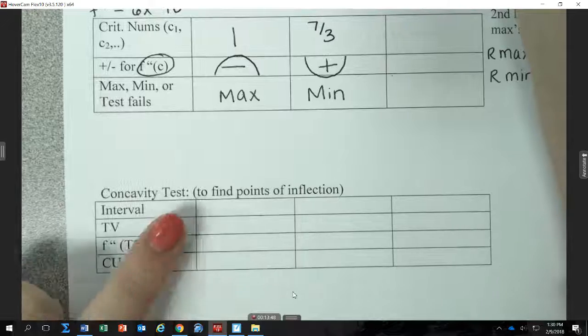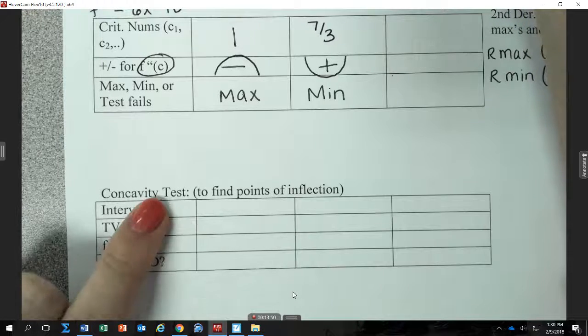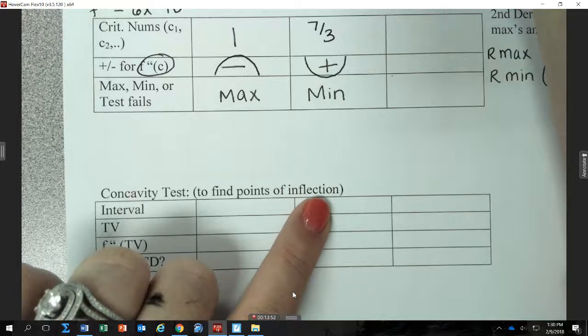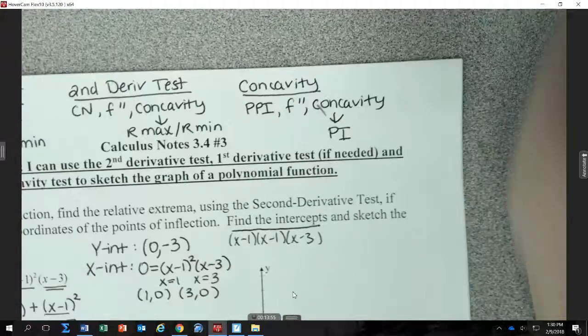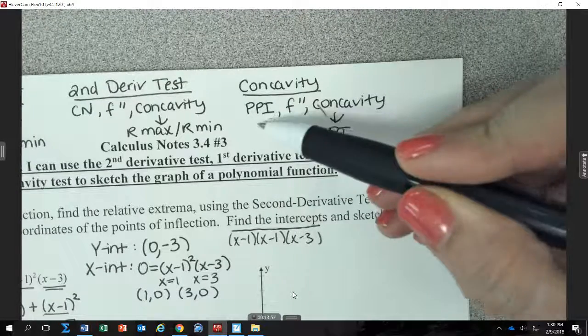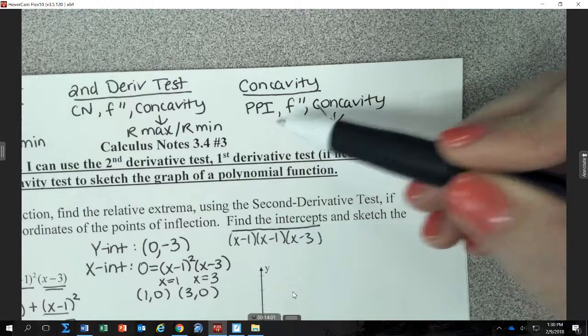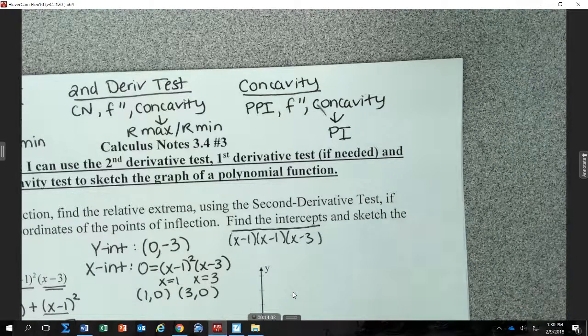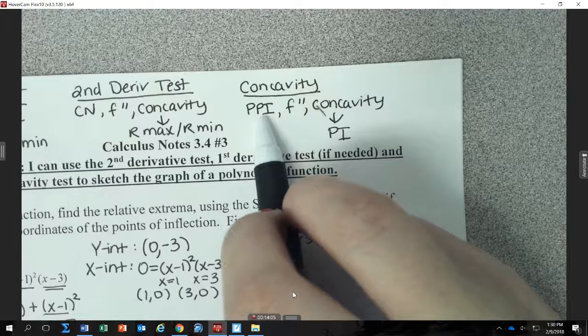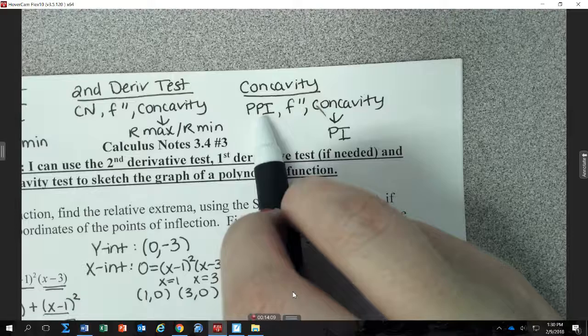Then I have to do the concavity test. Remember, concavity test is to find points of inflection. Okay? So whenever I do my concavity test, I first need to find the possible points of inflection. How do I find possible points of inflection? Corey, what do you use to find possible points of inflection? Great, set the second derivative equal to 0.